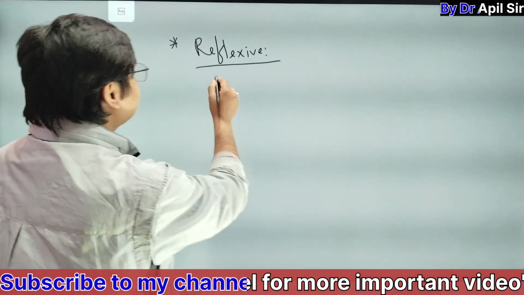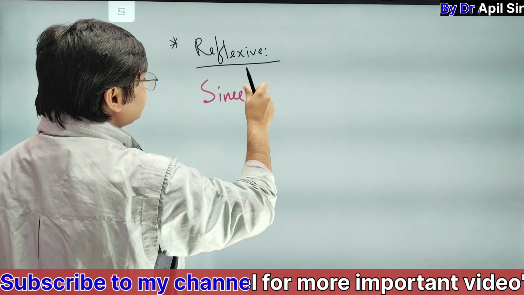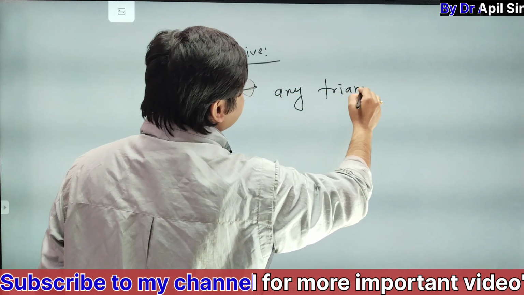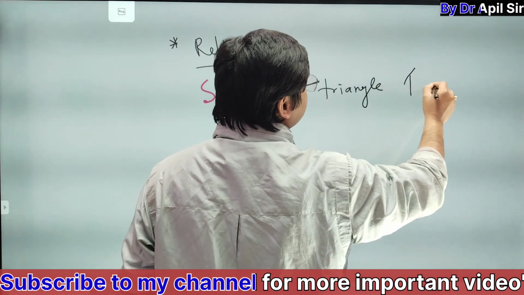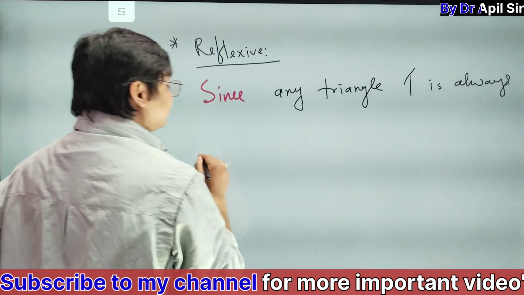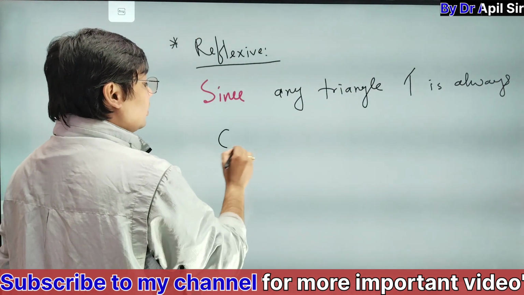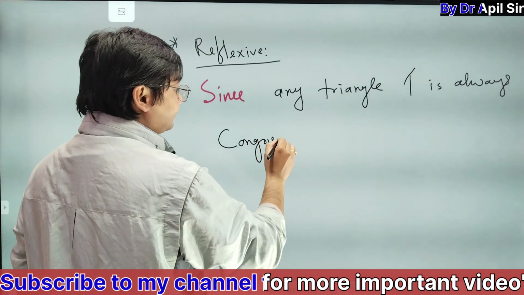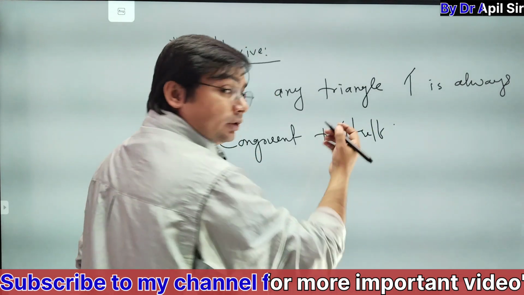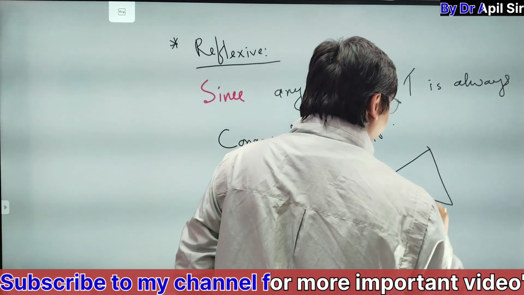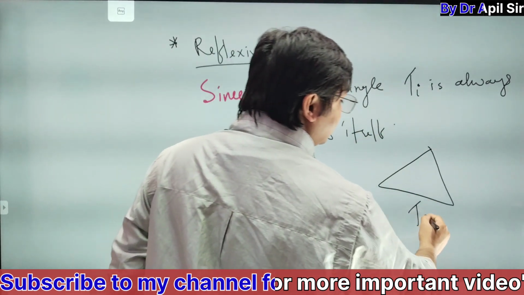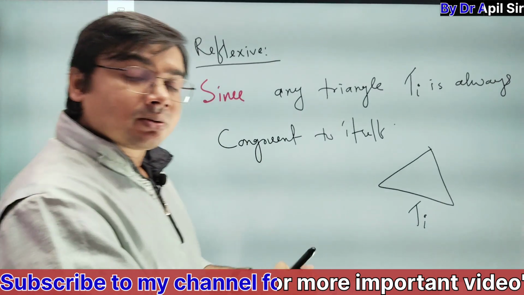Okay, so now you see, any triangle T is always congruent to itself. Take any one triangle, that triangle will always be congruent to itself. Suppose we take Ti, then always this Ti will be congruent to itself.